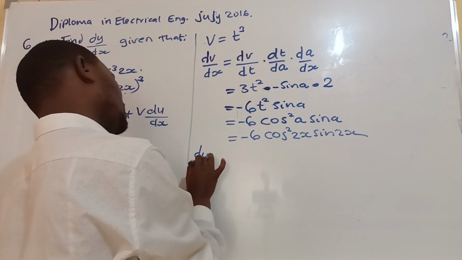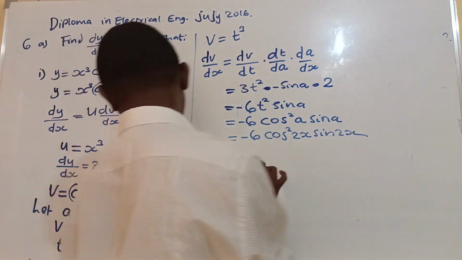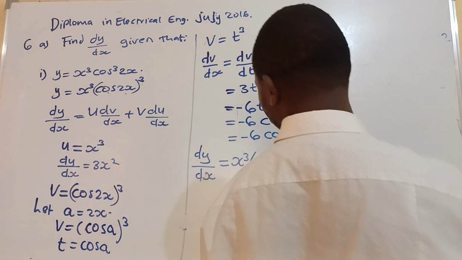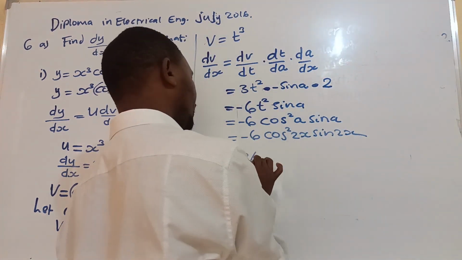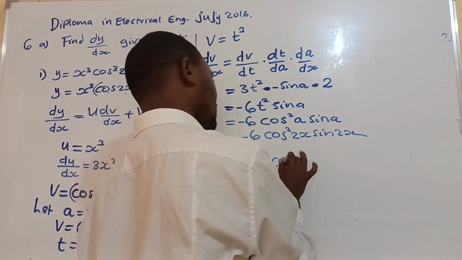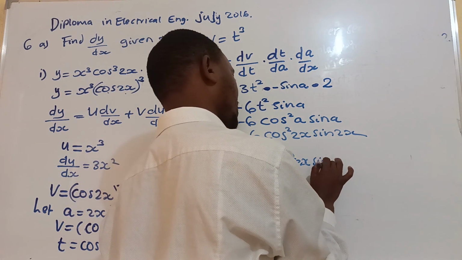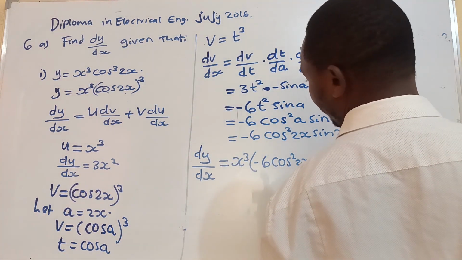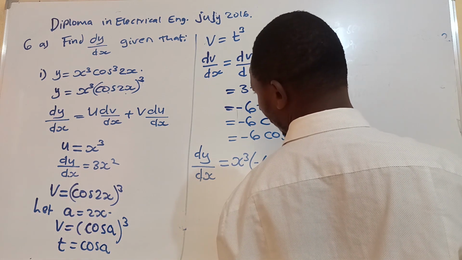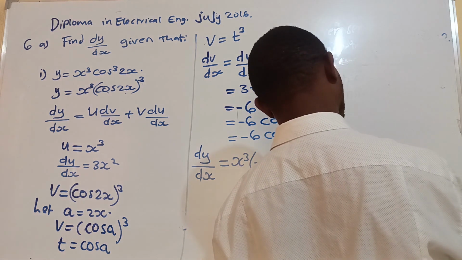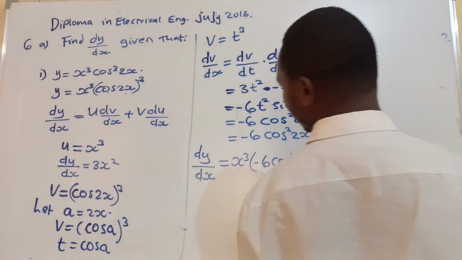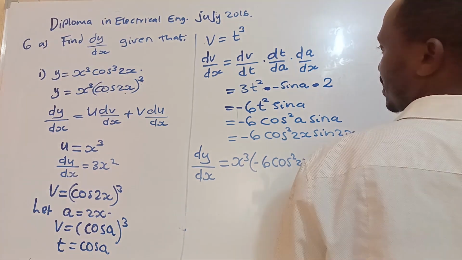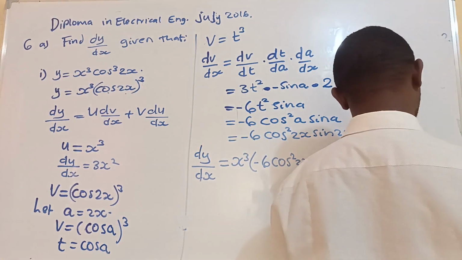So that dy/dx is equal to u, which is x cubed, times dv/dx. We have just found dv/dx: negative 6 cos squared 2x sin 2x, plus v, which is equal to cos cubed 2x, times du/dx, which is 3x squared.